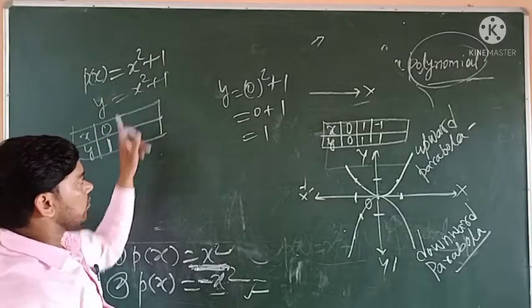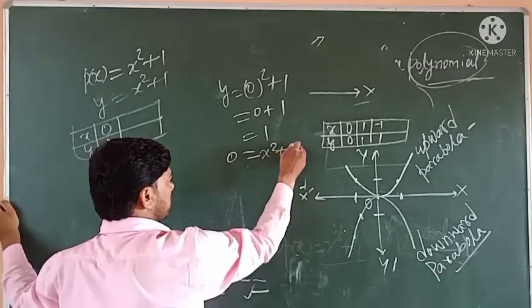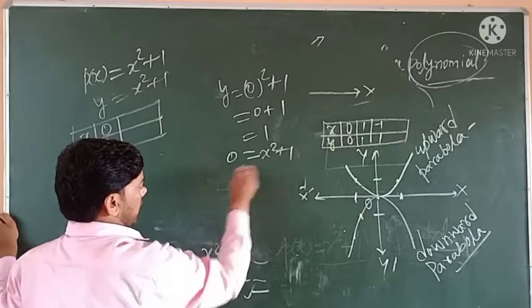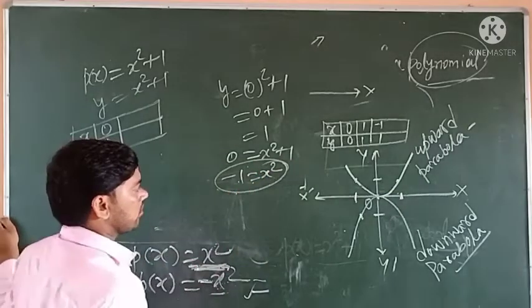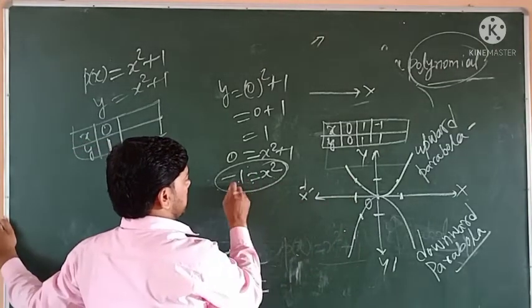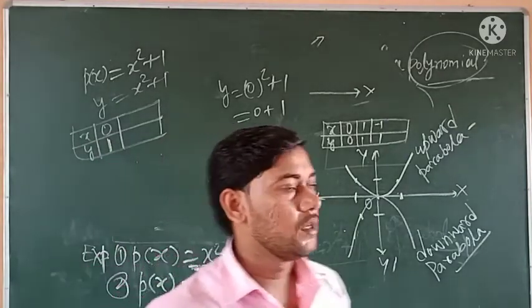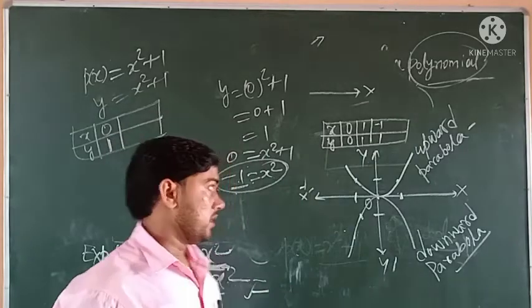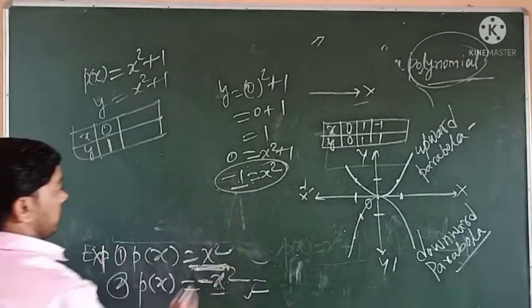If y is equal to 0, then x square plus 1 is equal to 0, so x square is equal to minus 1. This means the value of x is not real, it is imaginary. So take another point.